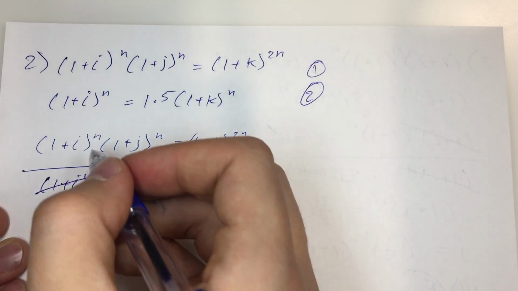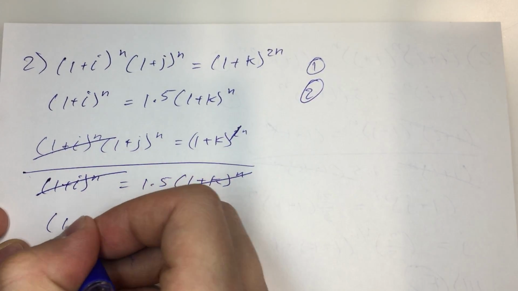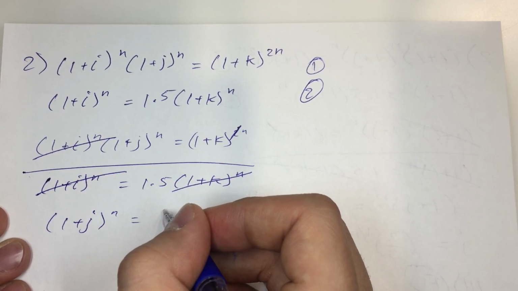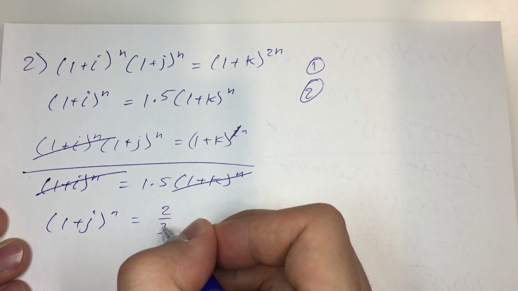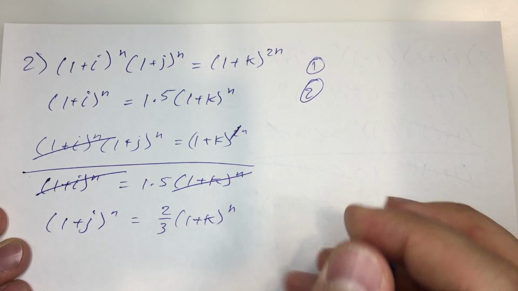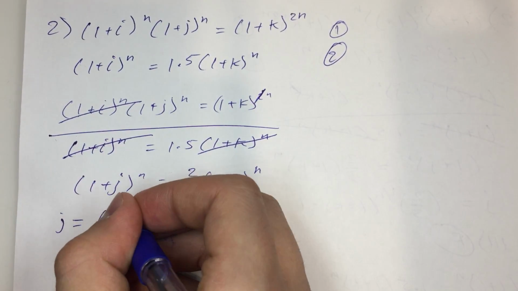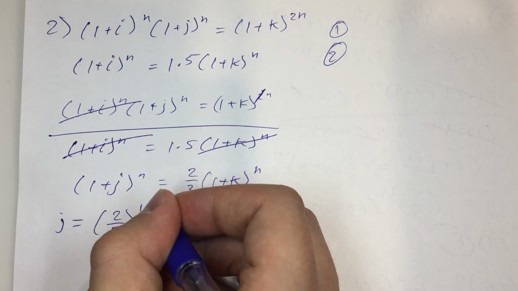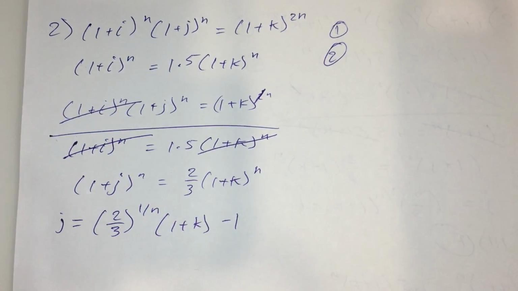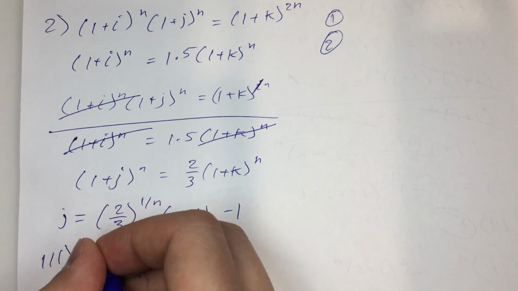So quickly we can see that some terms will cancel each other out, and you're left with (1 plus j) to the power of n, which would equal 2/3 times (1 plus k) to the power of n. Quickly, by solving for j, we figure out that j equals (2/3) to the power of 1 over n times (1 plus k) minus 1. And this essentially proves equation number 3 to be false.